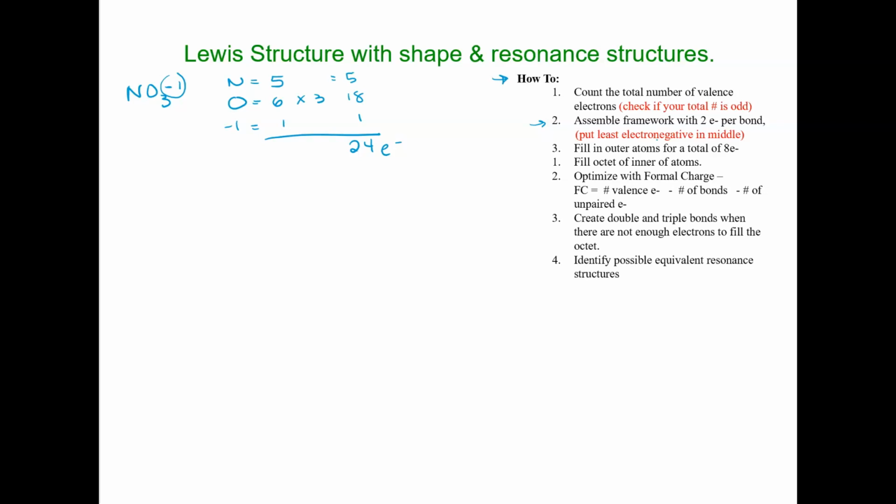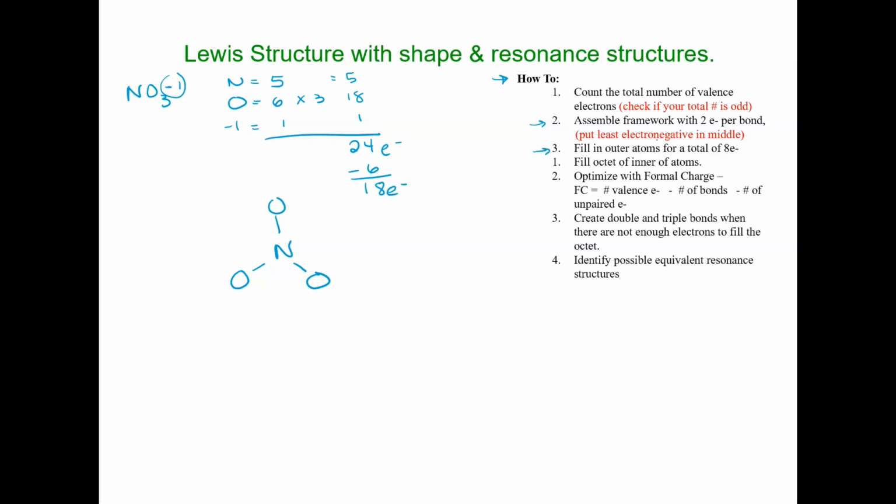I'm going to put the least electronegative, which is often also the least abundant element, in the middle, and that is nitrogen. Oxygen on the outsides. And I'm going to put in some covalent bonds. Each bond holds 2 electrons. There's 3 of them, so it's minus 6. That means I have 18 electrons left over.